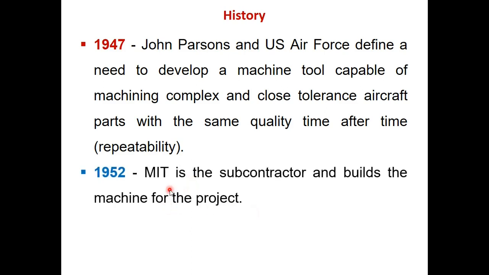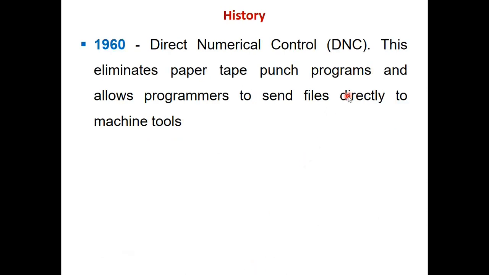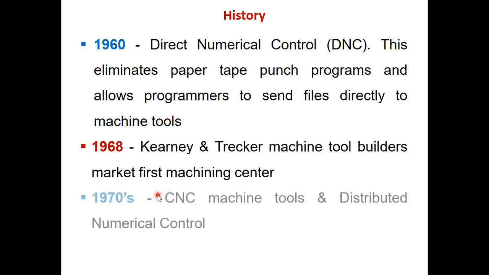They gave the contract to MIT to build this machine for the project, and in MIT, to control this machine, they announced the automatic programming tool language in 1959. In 1969, this was eliminated by direct numerical control. They eliminated paper tape punch programs and allowed programs to be sent directly to the machine tool. And in 1968, the machine tool builders marketed the first machining center. In 1917, CNC machine tool and distributed numerical control started.